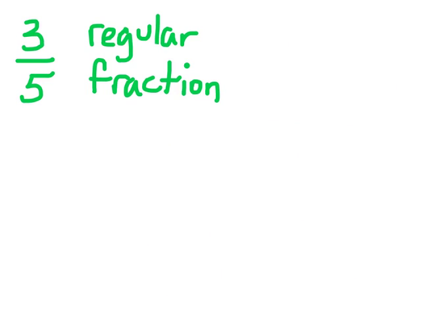So just to clarify, a fraction where the top number, the numerator, is smaller than the bottom number is called a regular fraction. Those are the fractions we're used to seeing. And those fractions are always less than 1. They're always going to be 0 point something. In this case, it's 6/10.